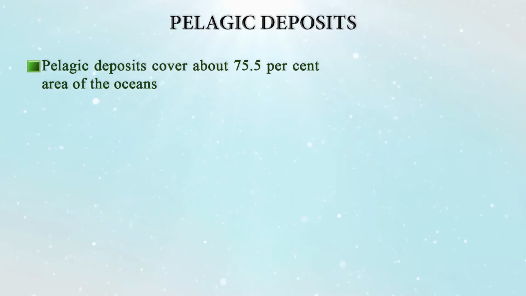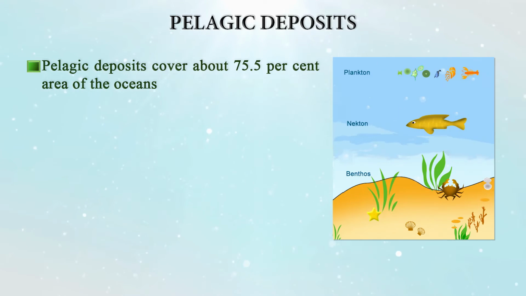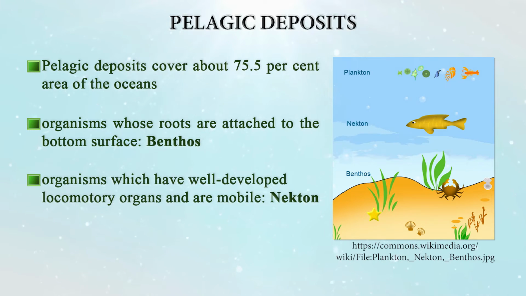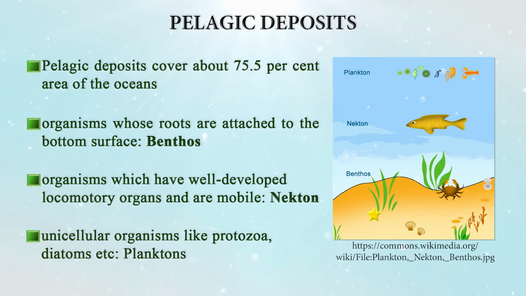These deposits are formed of three types of organisms. Organisms whose roots are attached to the bottom surface are called benthos, and the second set of organisms are those which have well developed locomotory organs, they are mobile, so they are called nekton. And the third group of organisms are the unicellular organisms like protozoa, diatoms, etc., which are called planktons.